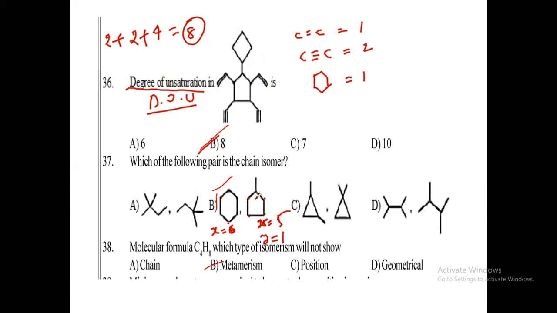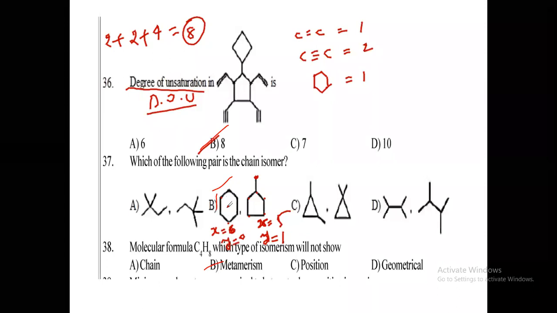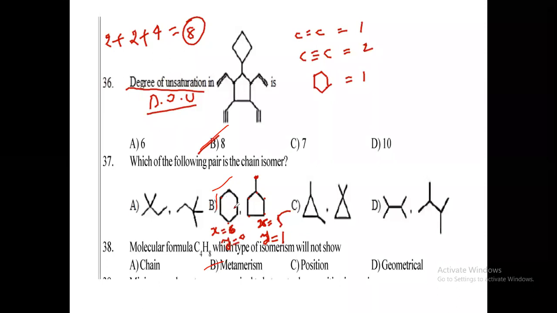And here what is the Y value? 1. What does Y value 1 indicate? Here 1 CH3 is there. So this Y value 1 indicates the number of carbons in the side chain. In the side chain, 1 carbon is there. Here Y is equal to 0. In this molecule, there is no side chain, right? When there is no side chain, the Y value will be 0.